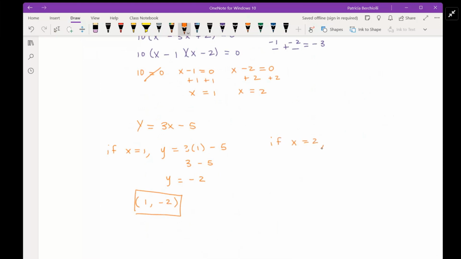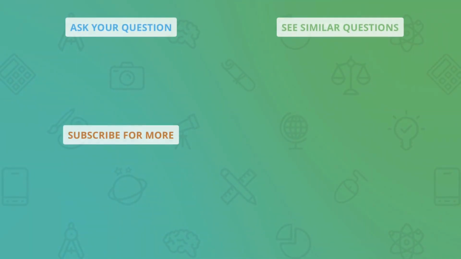So if x is 2, then y equals 3 times 2 minus 5. 3 times 2 is 6, and then minus 5 is 1. So when x is 2, y is 1. You could always check by plugging these ordered pairs back into the system, but these are your two solutions for solving the system of equations.